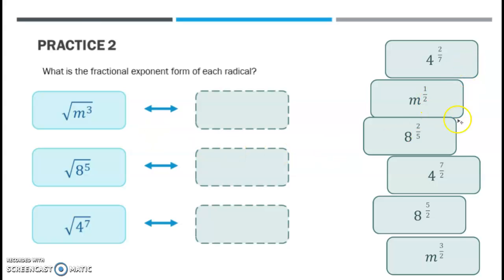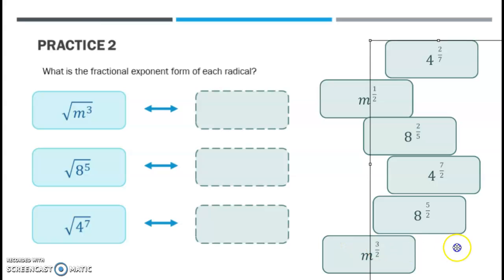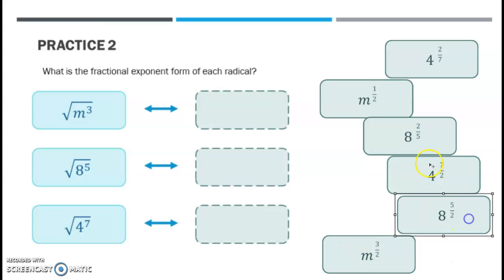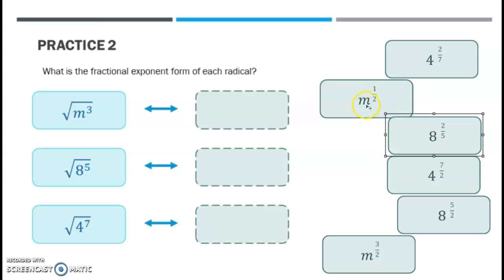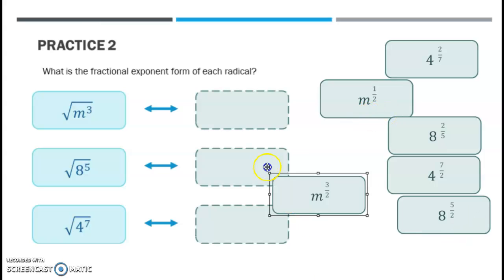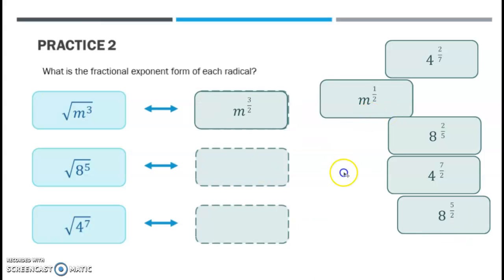Take a minute here and see which of these options you think that might be. Well, our base value m is going to be the same. And so we can eliminate some of the ones that don't have that base m there and pick out the ones that do have base m. I'm noticing these two here. And so between m to the 1/2 power and m to the 3/2 power, we want to know which one that's going to be. Now, m to the 1/2 power is just a regular old square root of m, so it has to be m to the 3/2 power.